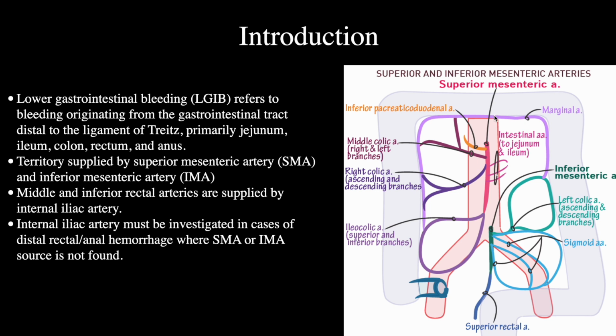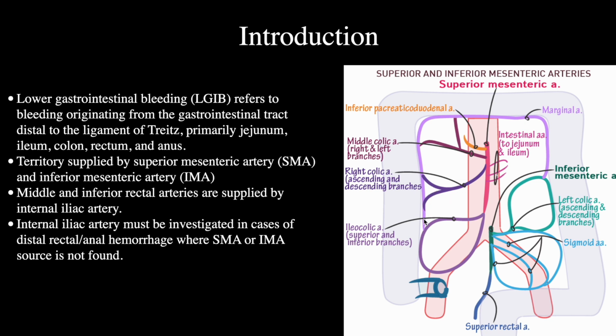So here in this image you can see this is the SMA and this is the inferior pancreaticoduodenal artery. This is the right middle colic artery. This is the right colic artery. This is the ileocolic artery. And here you can see this is the IMA, and this is the left colic artery, multiple small sigmoidal arteries, and the superior rectal artery.